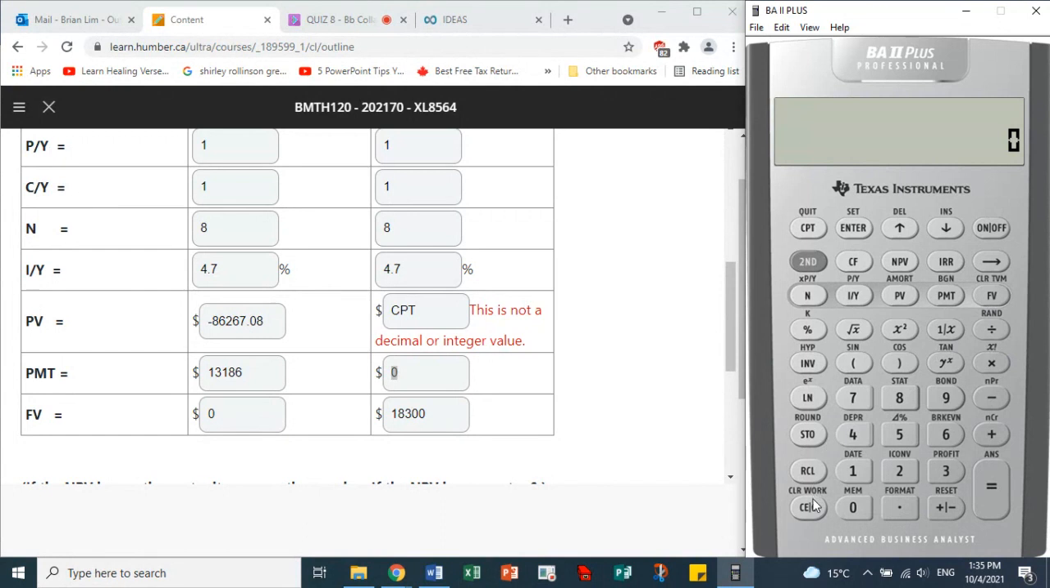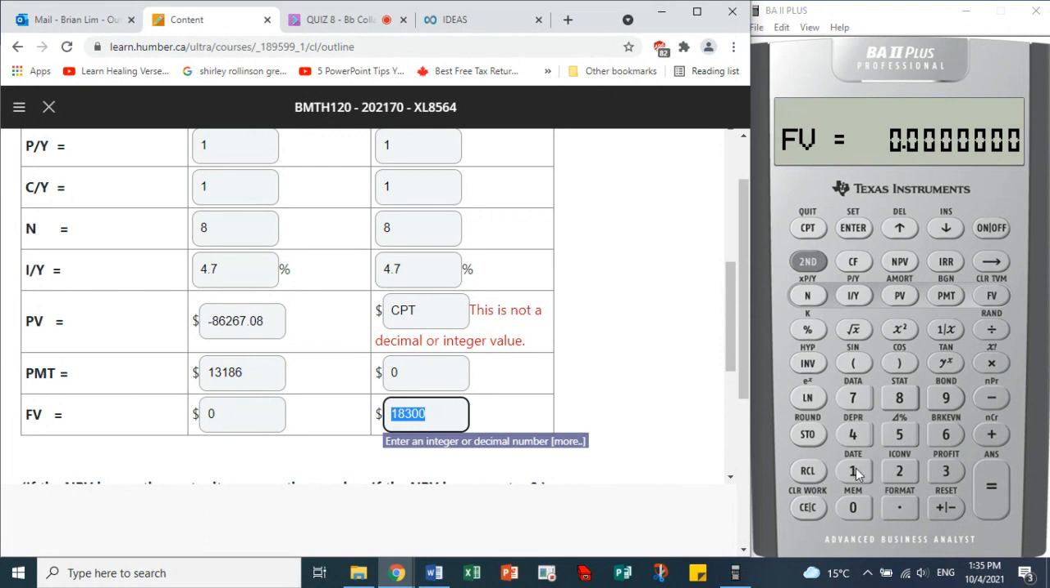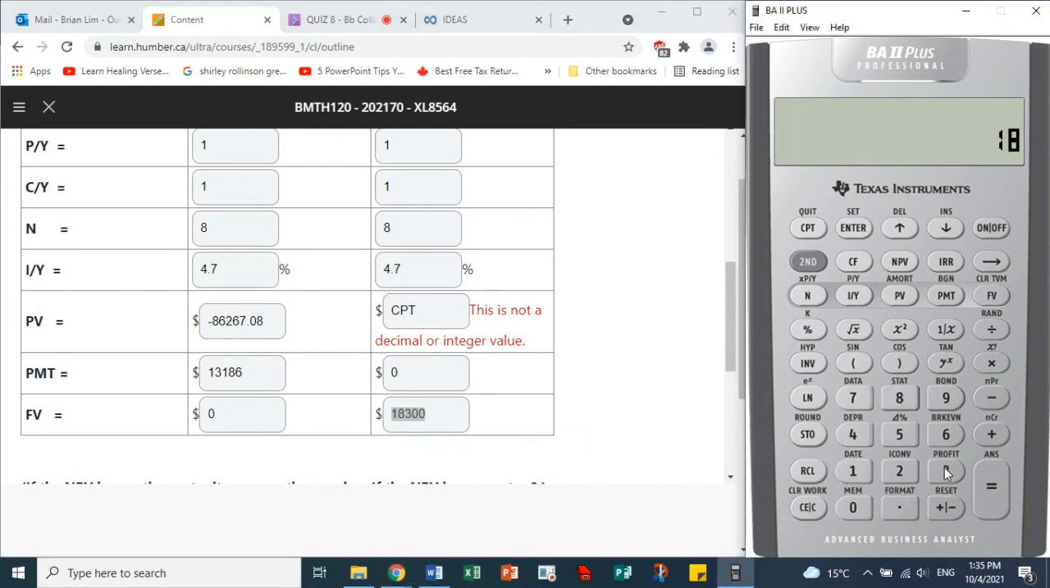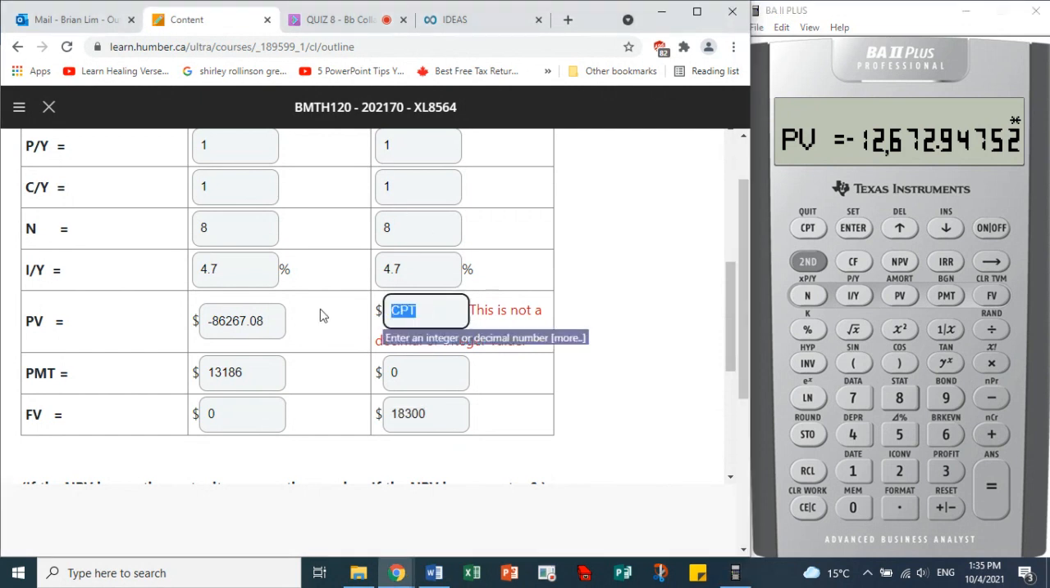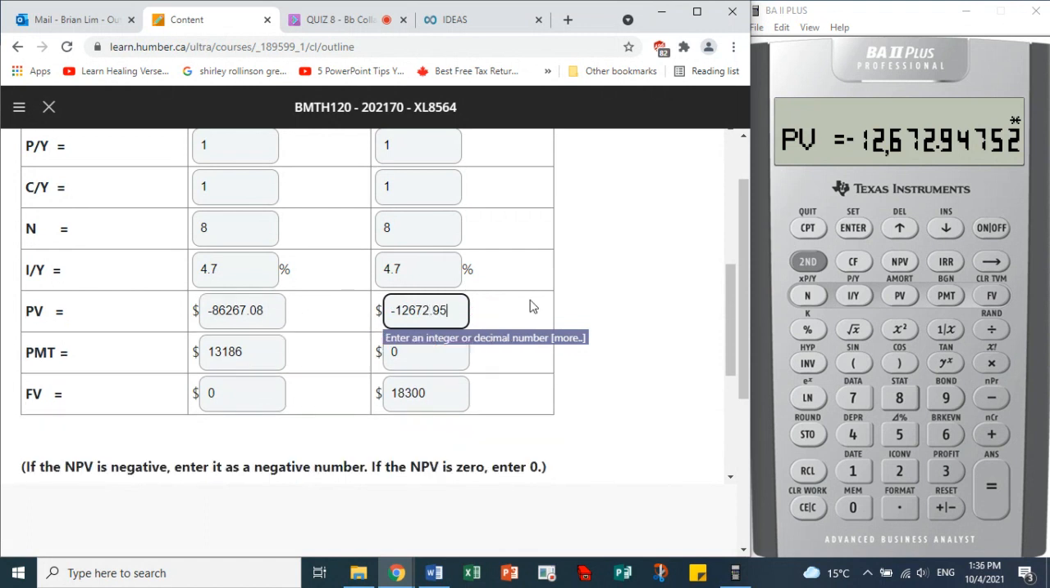And then we have the future value. Future value right now, let's recall, it is 0, but for this one, to calculate the present value of the residual value, we have to put in 18,300, and we compute the present value. And for that, we get a number that is 12672.95. We're rounding to 2 decimal places right here. Okay, so those are the two numbers for the present value. One is for the payments and one is for the residual value.